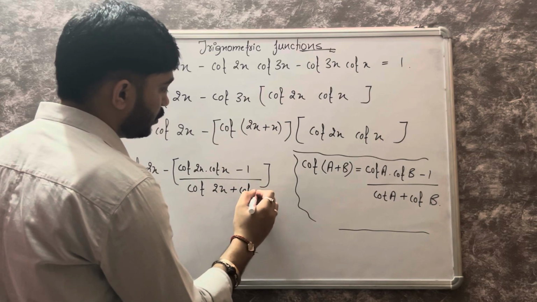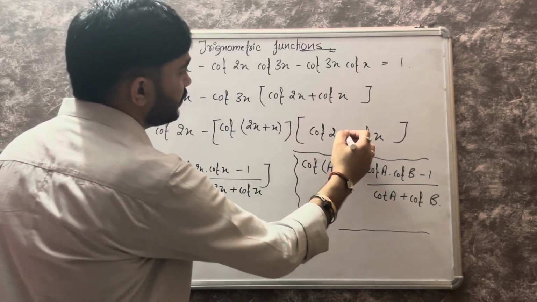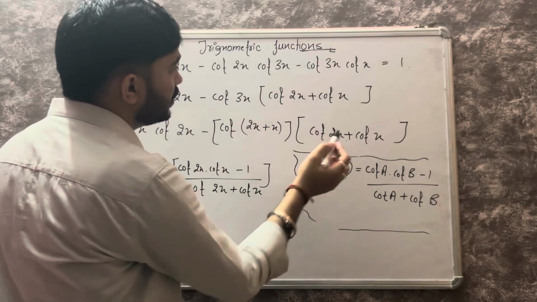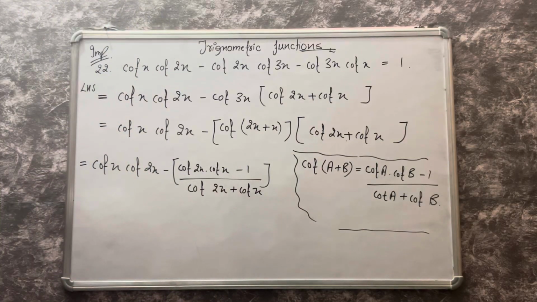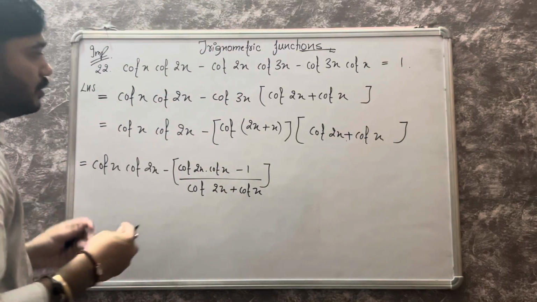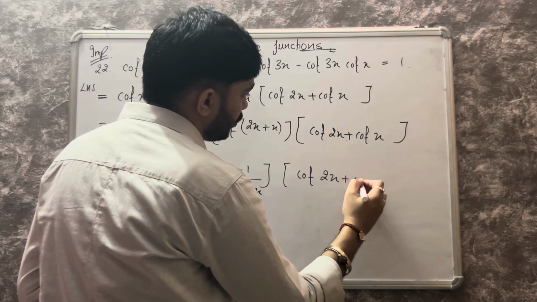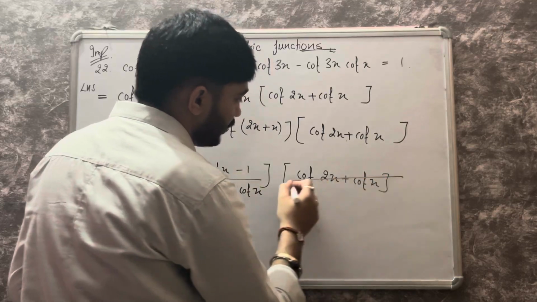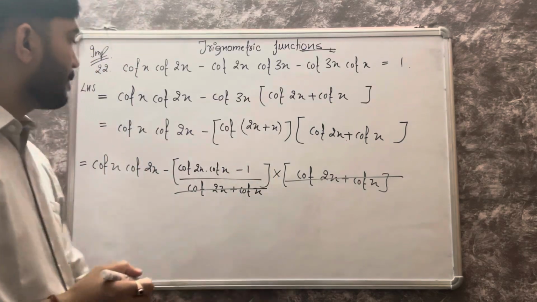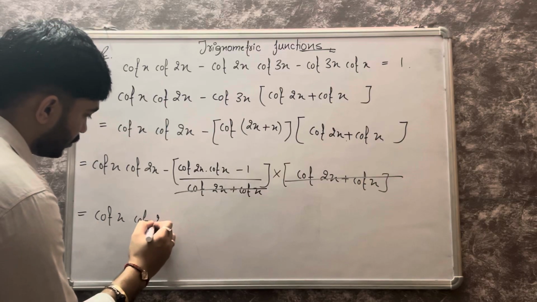plus cot x. Sorry, I have made some mistake here. The plus sign will come here because we have taken the minus common, so after taking the minus, the plus sign will appear here. I am going to erase this since you have already written the formula, and we will get cot 2x plus cot x here. We can cancel this out because they are both multiplied. So we are left with cot x and cot 2x.